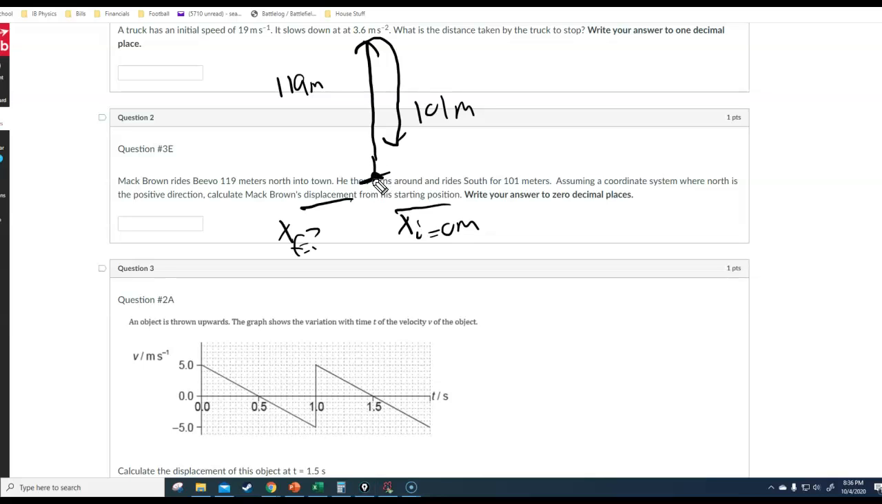Okay, so this is where he started. This is where he ended up. What is his final position? Well, that would just be 18 meters. Okay, so his final position is 18 meters. So his displacement, which is his final minus his initial position, is just 18 meters. Okay, so that's question number 3E. Okay, pause it there if you need to look at that.